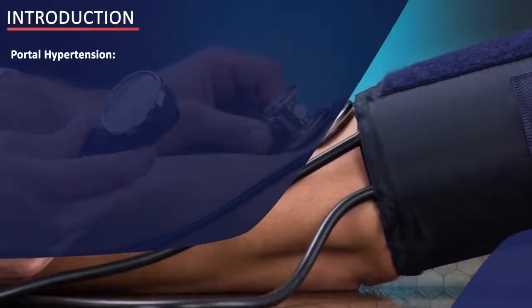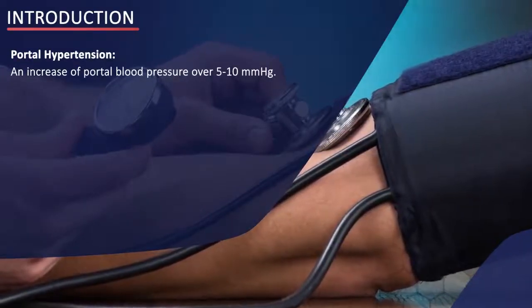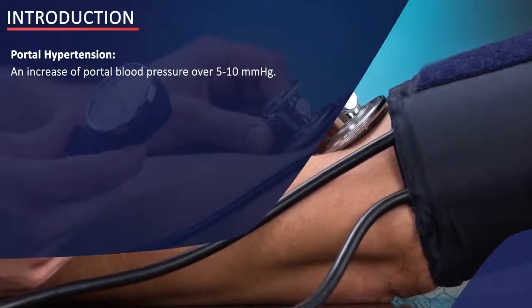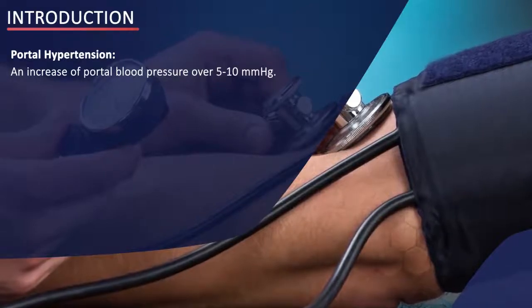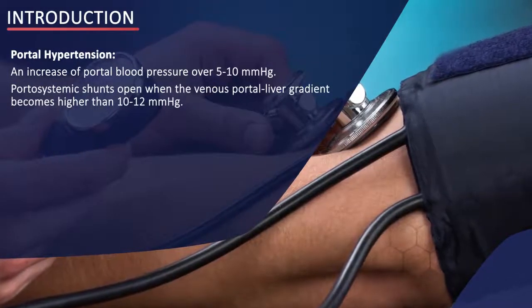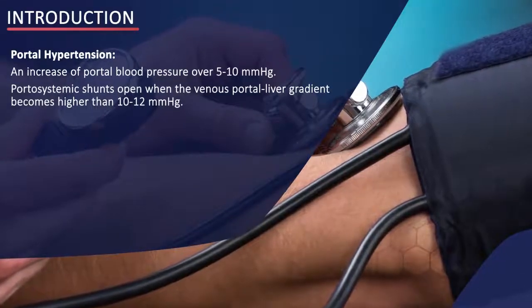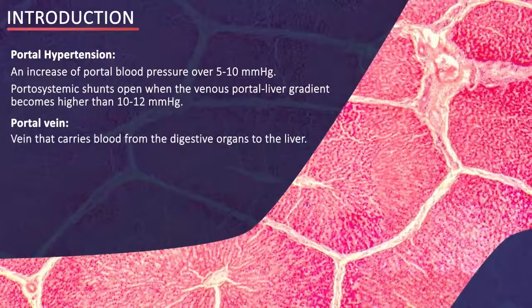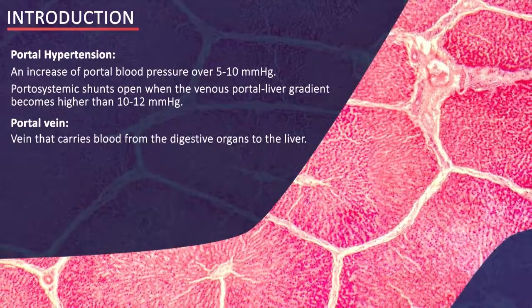Portal hypertension is defined as an increase of portal blood pressure over 5 to 10 millimeters of mercury. After which, the portosystemic shunts open when the venous portal liver gradient becomes higher than 10 to 12 millimeters of mercury. A portal vein is the vein that carries blood from the digestive organs to the liver.